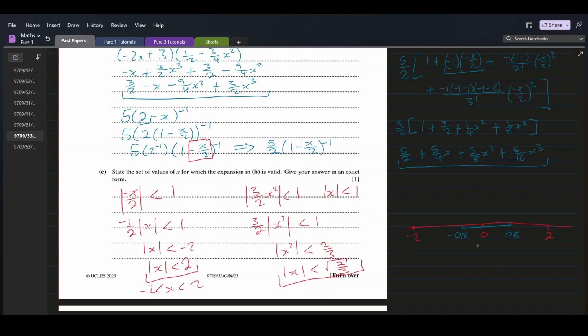So we want the region that consists of both the blue region and the red region. And so that's this region from negative 0.8 to 0.8. So that will be our solution. So our final answer would be that the modulus of x is less than the square root of 2 over 3. And that is our final answer.